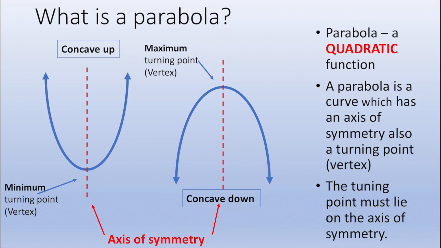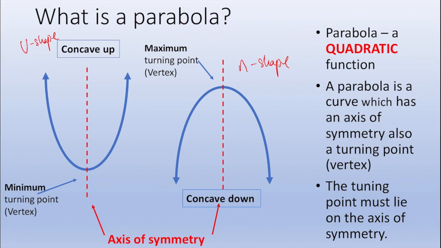One, you've got what I call a U shape and what I call an N shape. Alright, the U shape is actually a concave up parabola, whereas the N shape is a concave down parabola. The U shape has a minimum turning point, or the vertex, while the N shape has a maximum turning point, or the maximum vertex. The axis of symmetry is where the minimum turning point or the maximum turning point occurs.